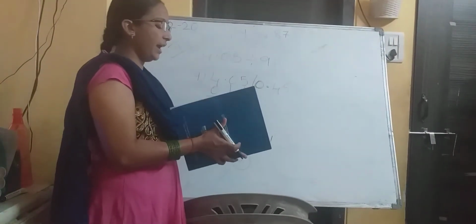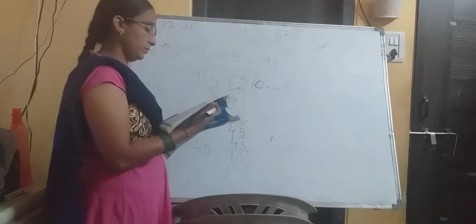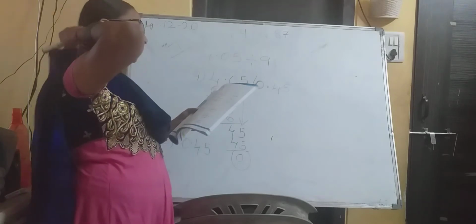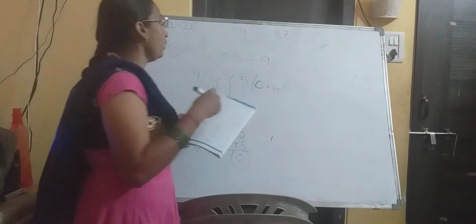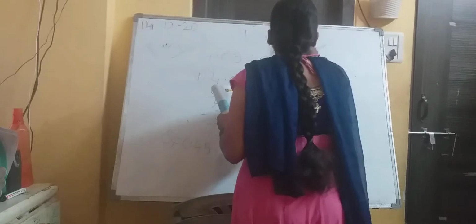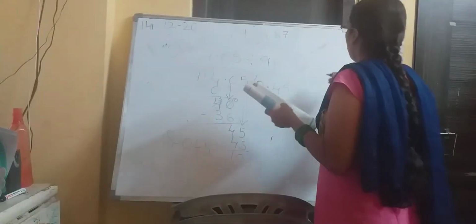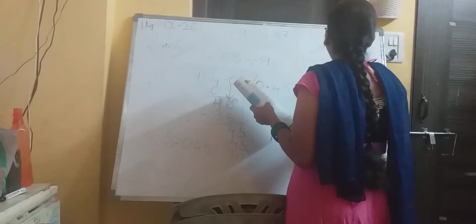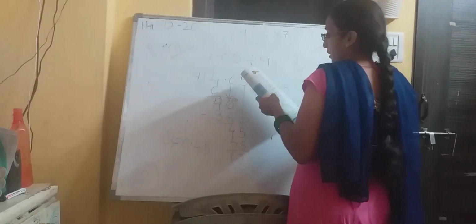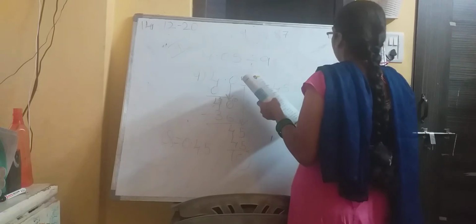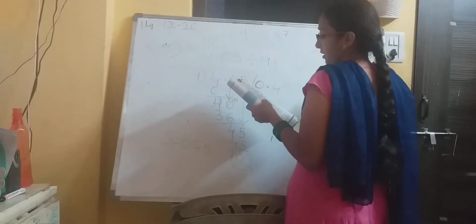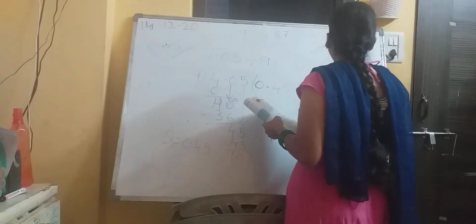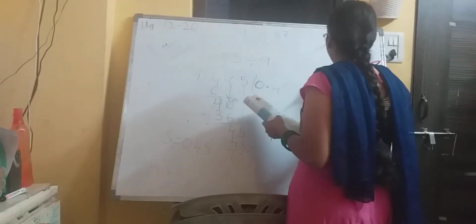Now, next sum. Next, I'll show you D1. BC, do for homework. I'm going to show D1. D1 children. 0.552 divided by 6. Okay? 0.552 divided by 6.